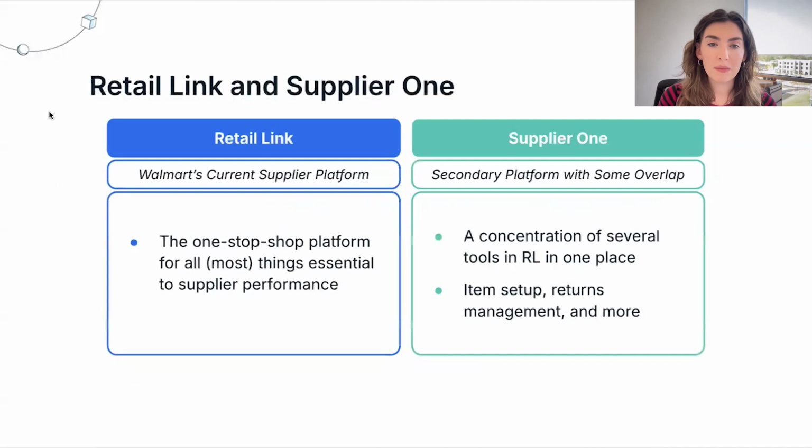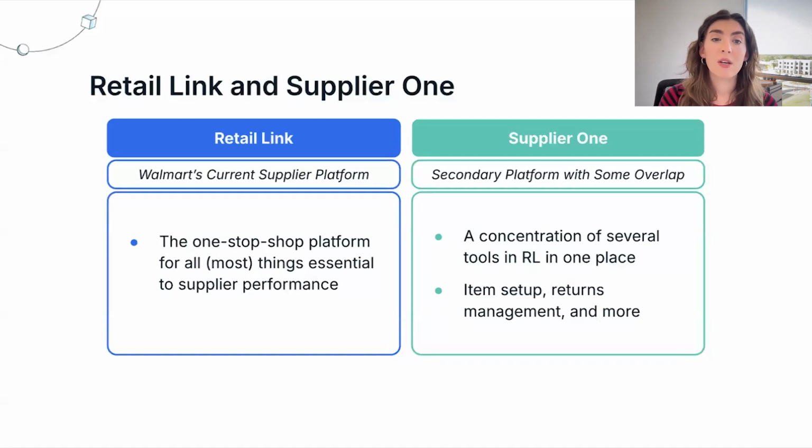So a common misconception with Supplier One that we've seen some suppliers have issues with is, I'm logged into Retail Link, but how do I get to Supplier One? Essentially, it is a secondary platform, but it is connected to Retail Link and some of the Retail Link apps, but you use a separate login for Supplier One. And that URL is actually in a lot of their documentation. So if you've never used it, we can send that to you. It's really easy to find in their help documents as well.